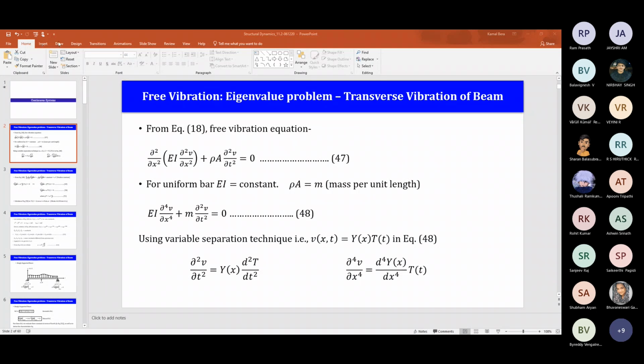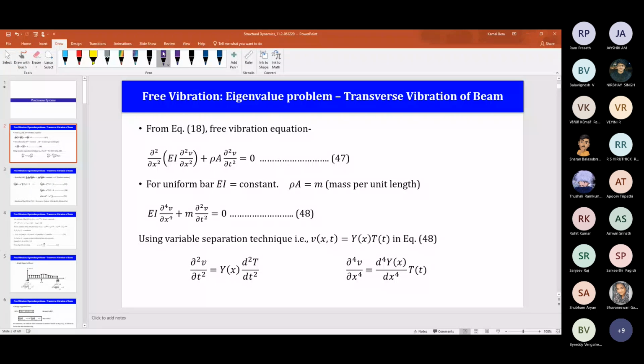Because that was last week, you might have forgotten about that. So just quickly we'll recap it, and it's a very simple thing. We have derived the equation of motion in the earlier classes, and then we are studying the free vibration problem, the undamped free vibration problem, and basically that leads to the eigenvalue problem to find out the mode shape and the frequencies, and the mode shape or the eigenfunction.